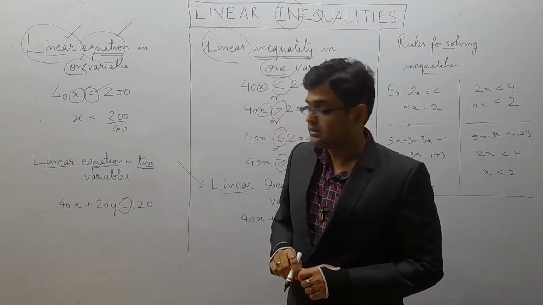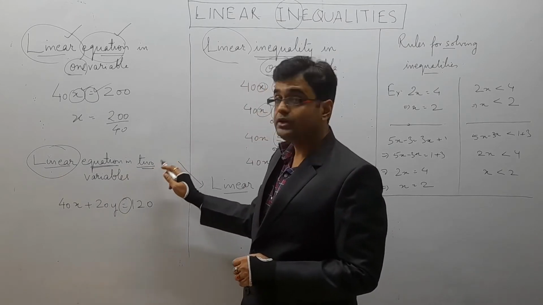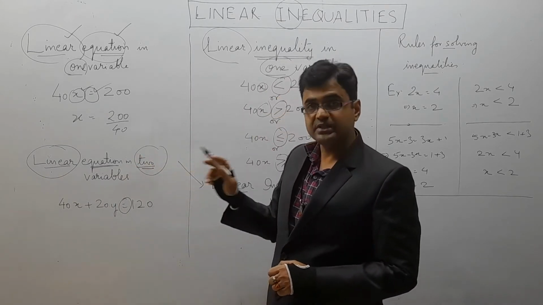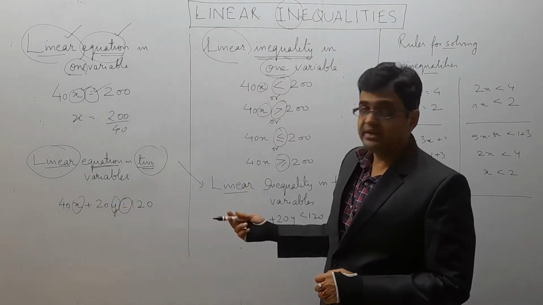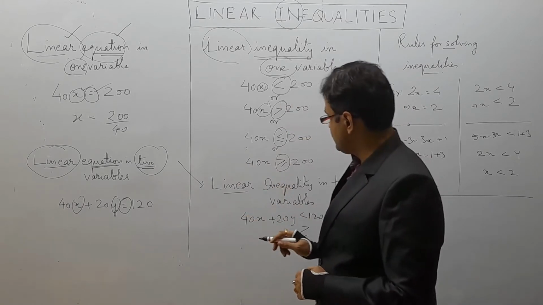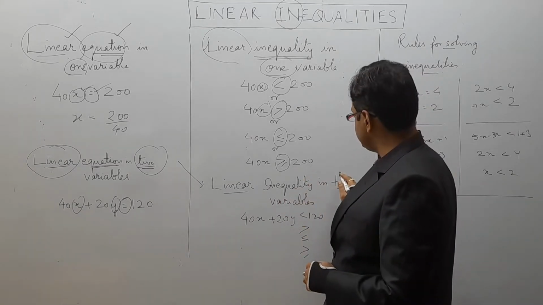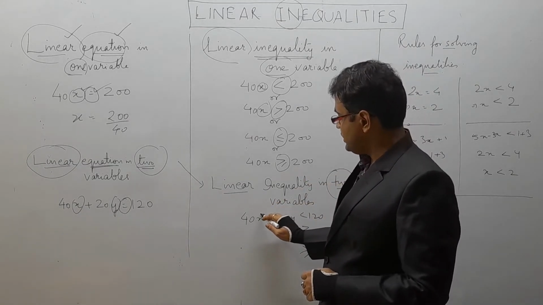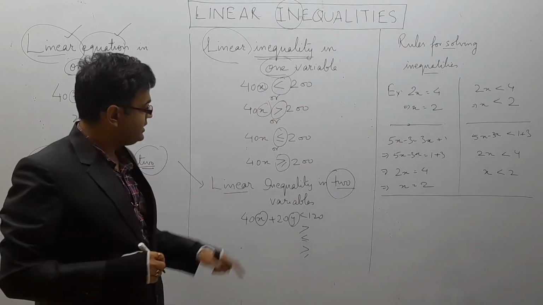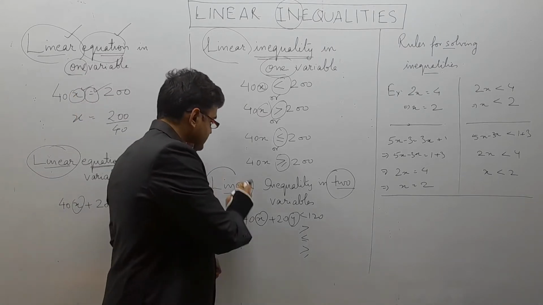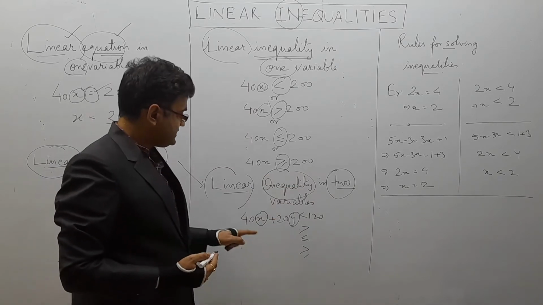Second, if we take a linear equation in two variables, here the variables are 2 in number, that means x and y. Similarly, if we talk about inequality, we can say linear inequality in two variables. So here x and y, there are two variables. It is an inequality, but the variables are 2 in number. So linear, power of 1, inequality, a sign other than equal to, in two variables x and y.